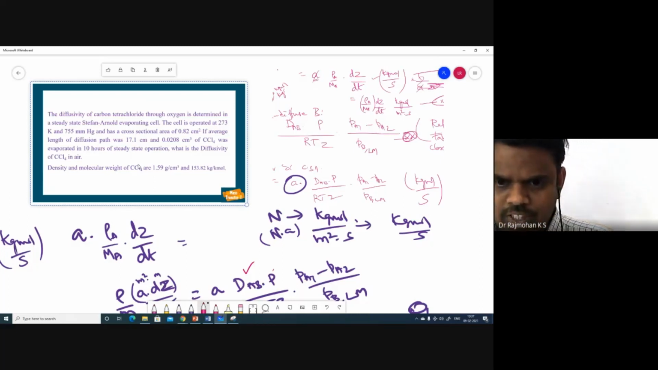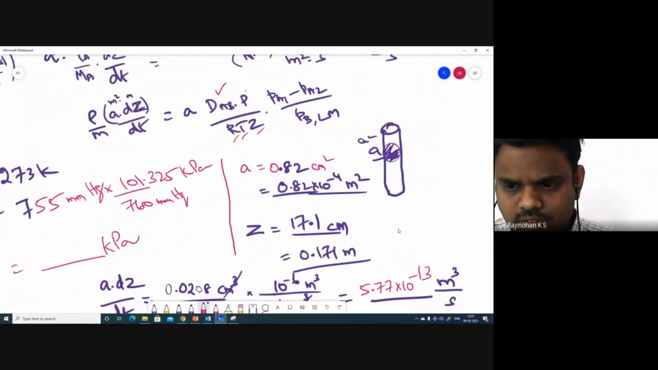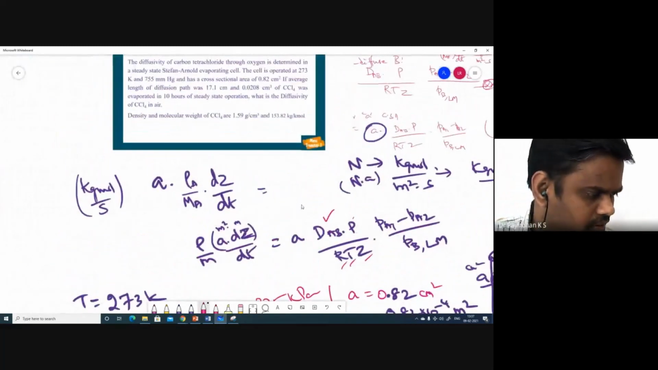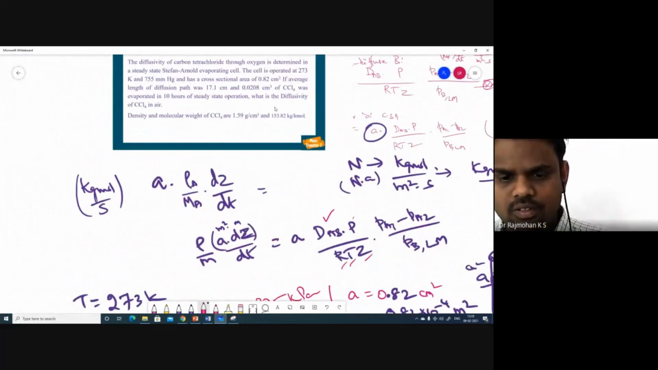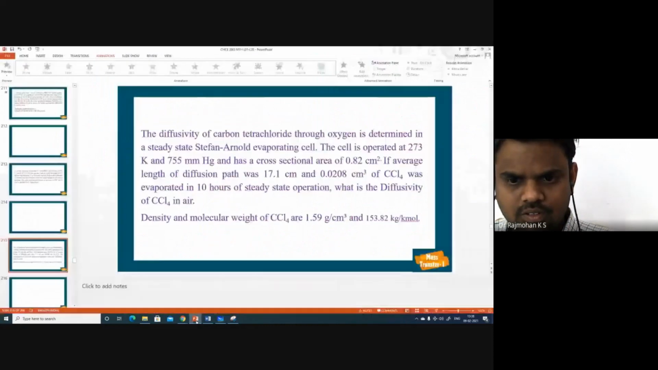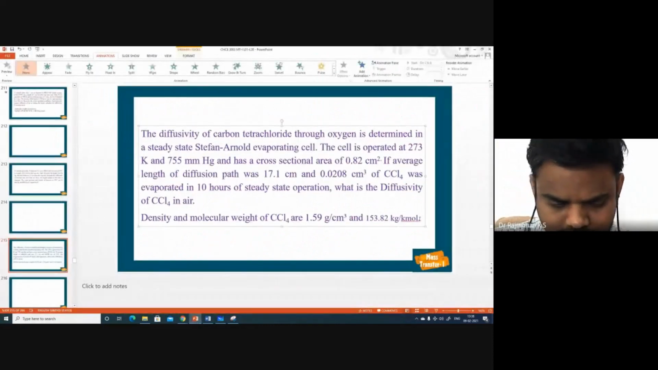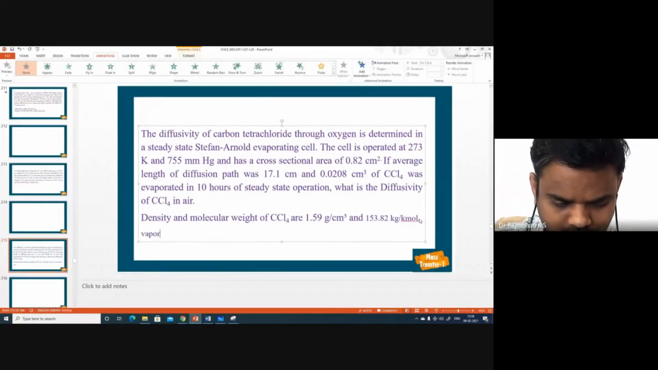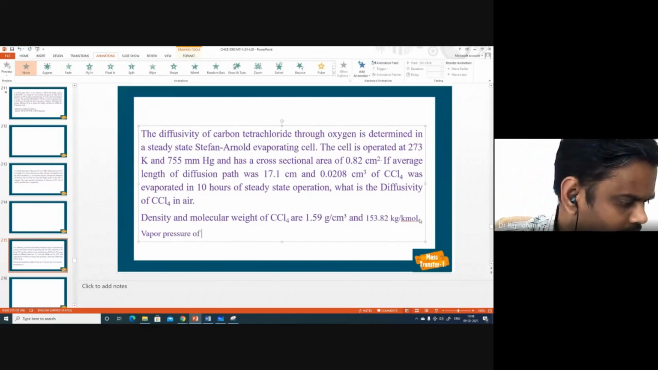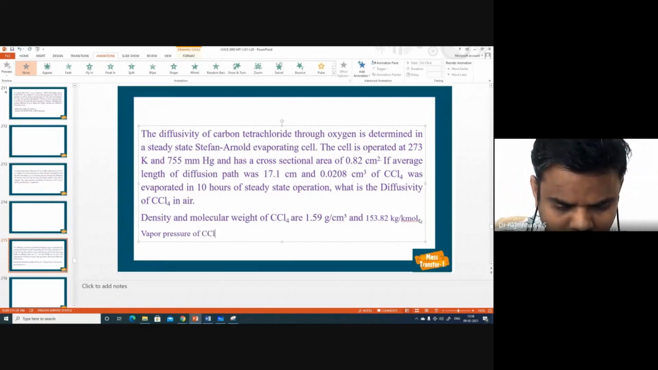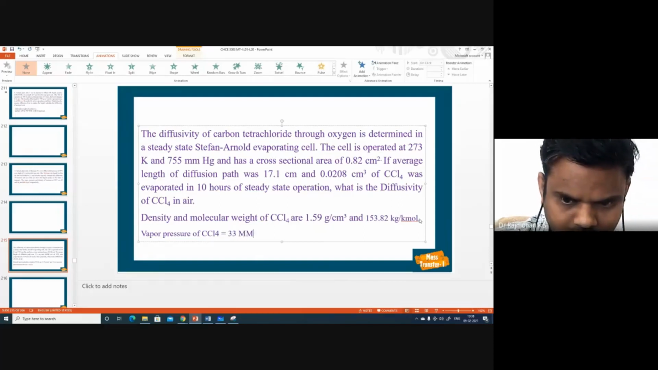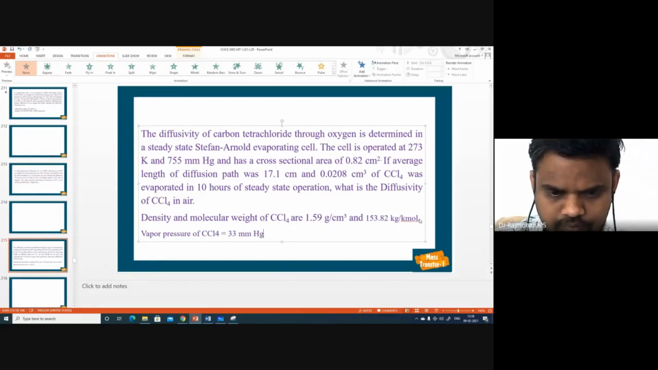Okay, vapor pressure is 33 mm mercury. Okay, you can complete. We have vapor pressure of CCl4 is 33 mm mercury.